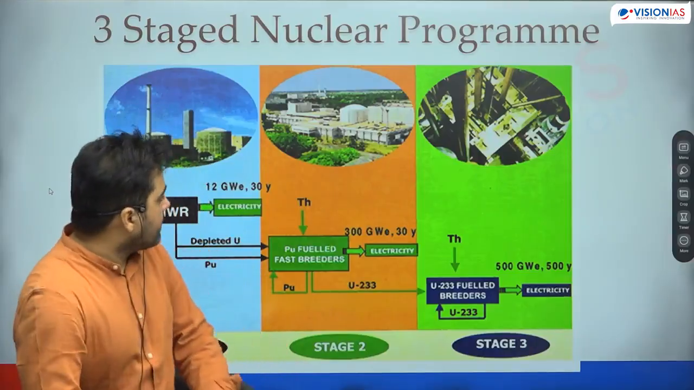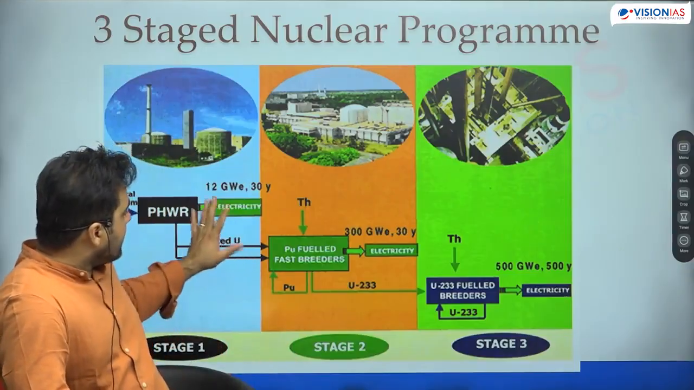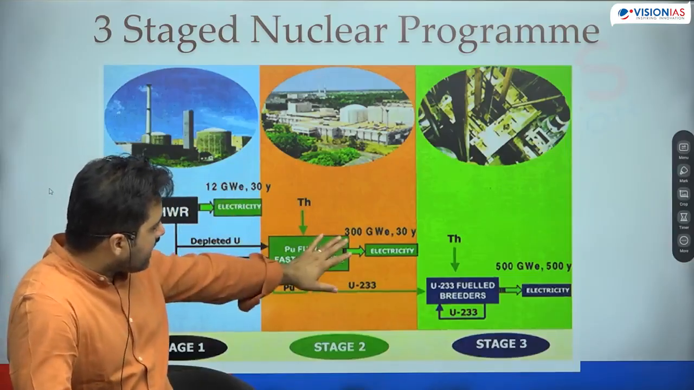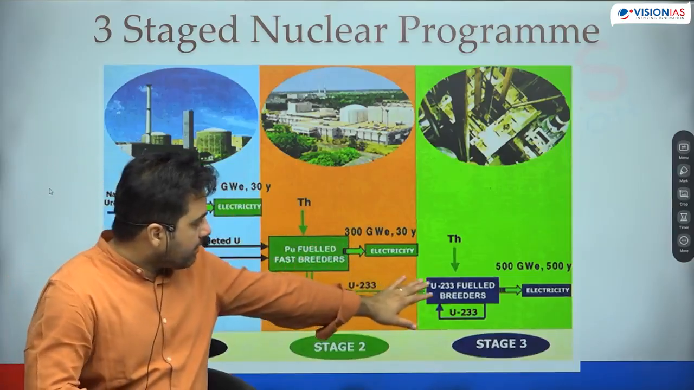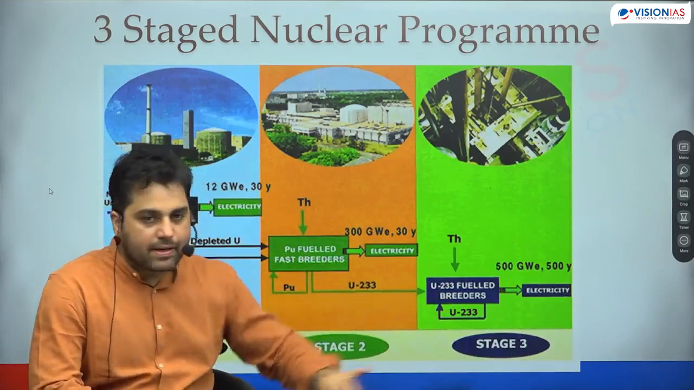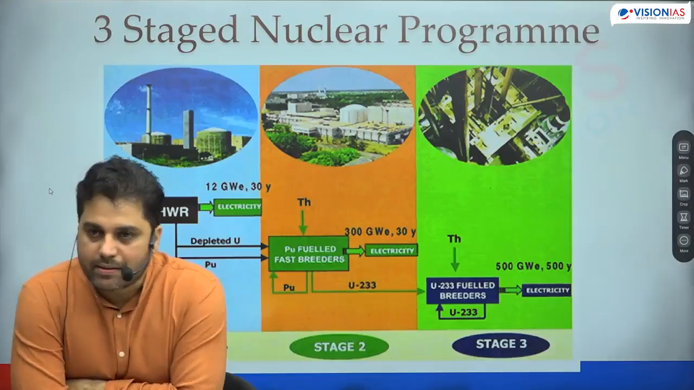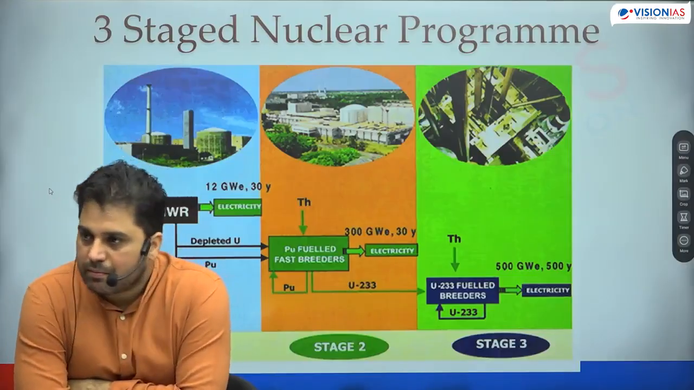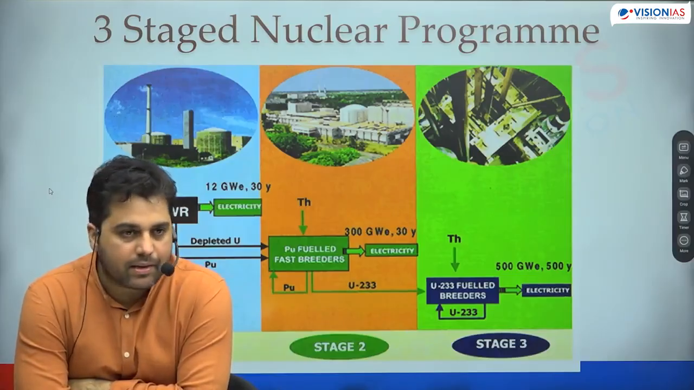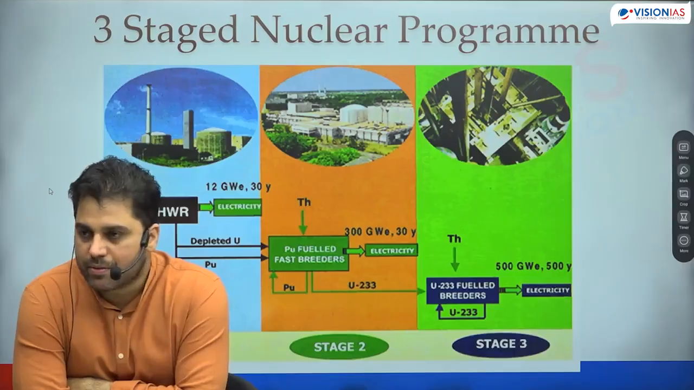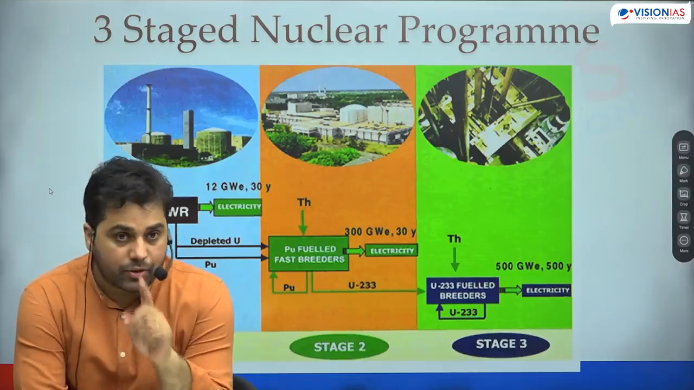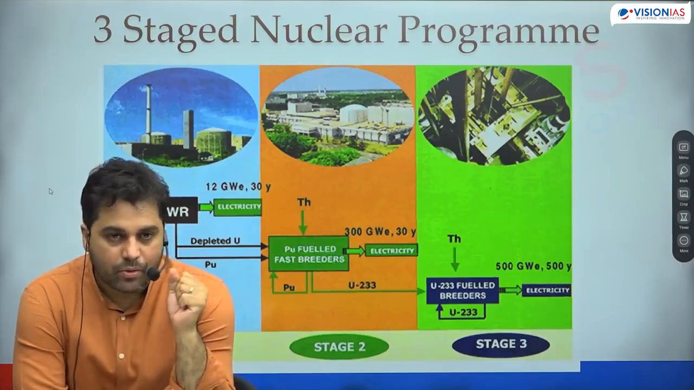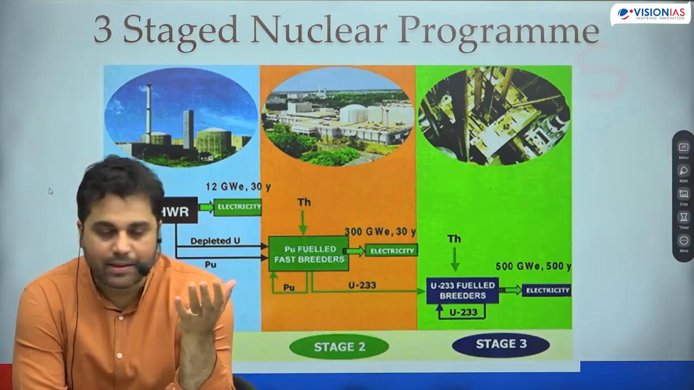And they have talked about all of this theoretical data input, that for 30 years, 12 gigawatt electricity, 300 gigawatt for 30 years, but 500 gigawatt of electricity for 500 years in the third stage. That is the theoretical calculation if everything happens with proper efficiency. Clearly it has not happened, despite the fact that we have entered into second stage, which should have occurred at least 10 or 20 years ago. So what has ailed India's nuclear energy program?